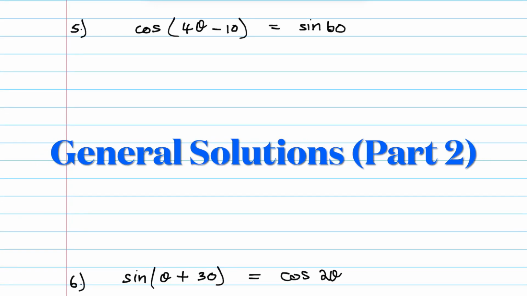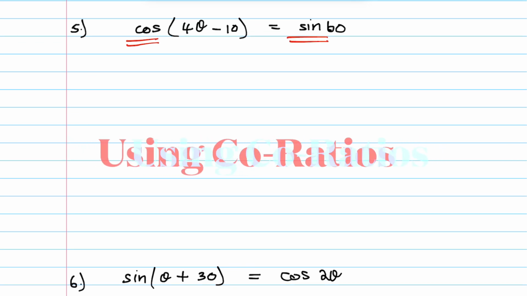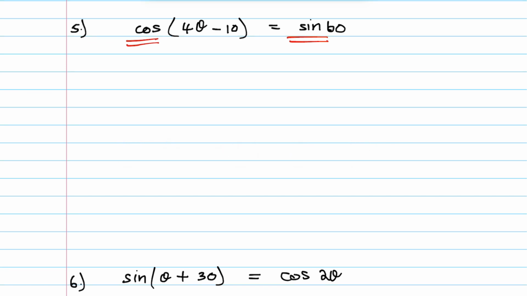Moving on to question number 5. Okay, now you can see we've actually moved into the intermediate section of the questions, because now I'm giving you an equation that has two kinds of functions. There's a cos on the left hand side and a sine on the right hand side. Okay, you need to get these functions the same by any means necessary.